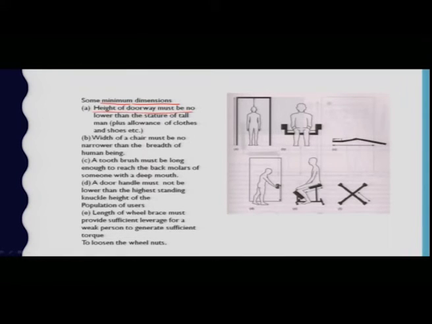In the minimum dimensions, the height of the doorway must be no lower than the stature of a tall man. You can see that the height of the doorway, in fact this is the complete height, should be no lower than the stature of a tall man. B is the width of the chair; it must be no narrower than the breadth of a human being. C, a toothbrush must be long enough to reach the back molars of someone with a deep mouth.